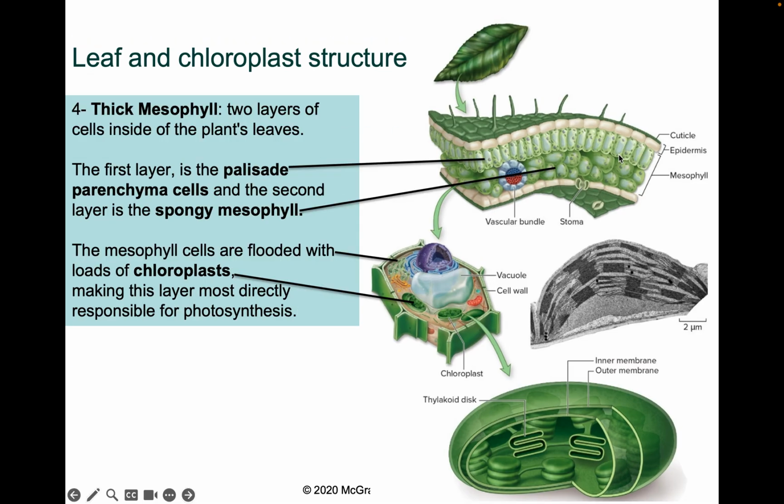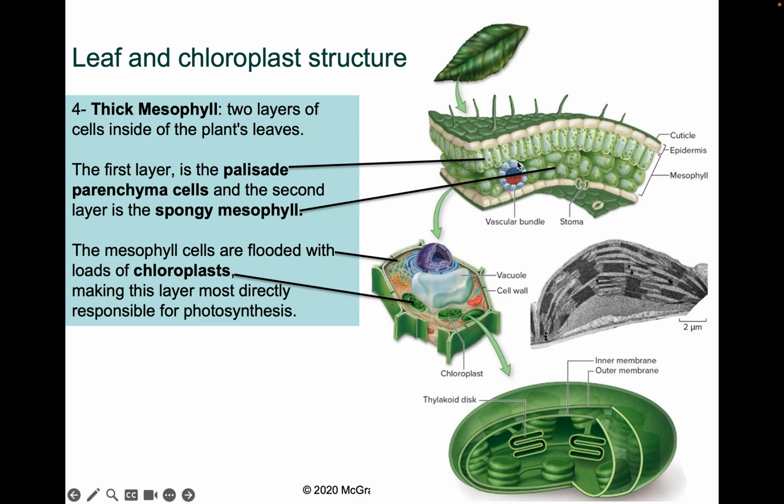Then, in between the two epidermises, you have the mesophyll layers. In eukaryotes, so basically these are specific types of leaves, they basically have two layers of mesophyll. In monocots, no, they have one. But let's just talk about eukaryotes.